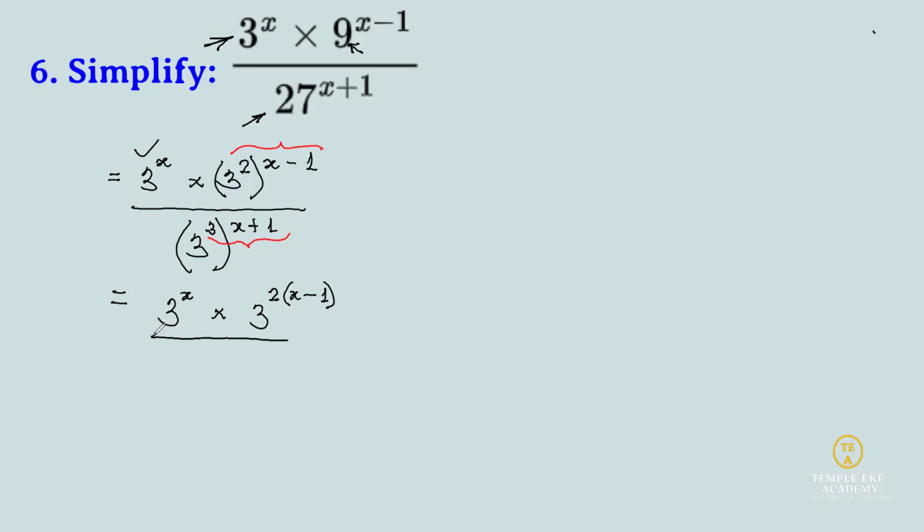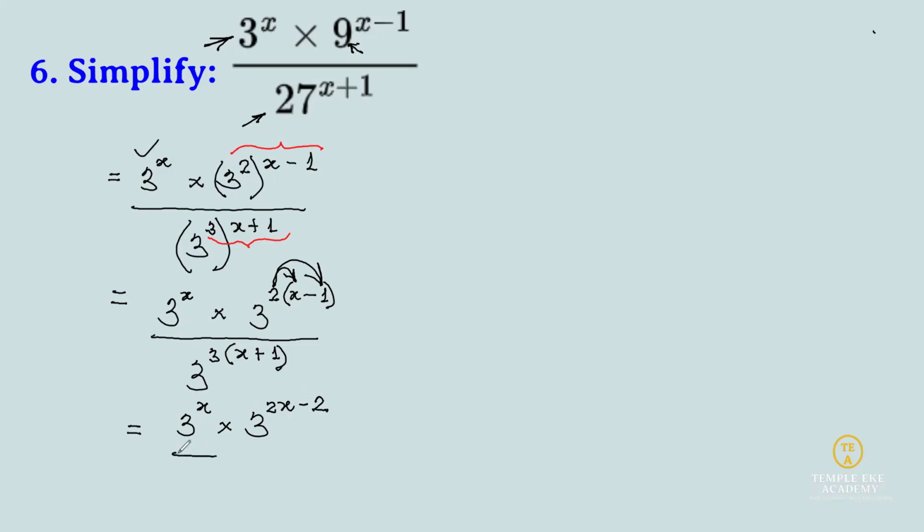Divided by, in the denominator, 3 to the power 3 also has to multiply the whole of x plus 1. Beautiful. And now let us do the expansion of the brackets. So we have 3 to the power x multiplied by 3 to the power, now it's the time to get into the bracket by expansion. 2 will multiply each term in the brackets. Let's go. 2 multiplied by x, 2x. And 2 times minus 1, minus 2.